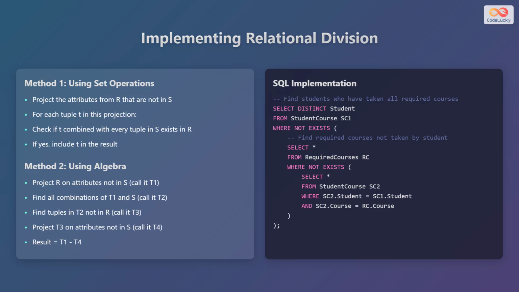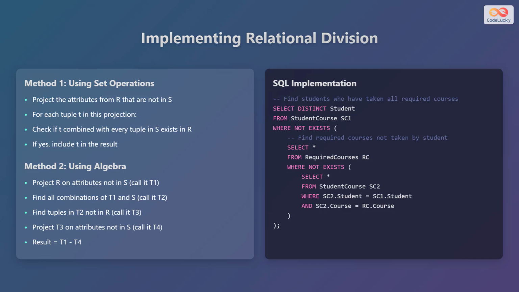Method 2 involves using algebra. First, project R on attributes not in S, and call it T1. Then find all combinations of T1 and S, and call it T2. Next, find tuples in T2 that are not in R, and call it T3. Project T3 on attributes not in S, and call it T4. The result is T1 minus T4.